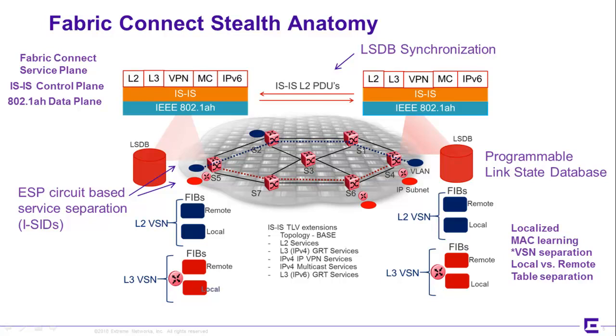Now, all of this, as we move over to the right-hand side, is synchronized, and this creates an environment where the fabric has a synchronized programmable link state database that's resident within each node. And inherent in that is the service separation, which means we have the localized MAC learning, DSN separation, plus we have the division between local versus remote table separation, which makes it very, very difficult to do any type of spoofing or poisoning of ARP within the environment.